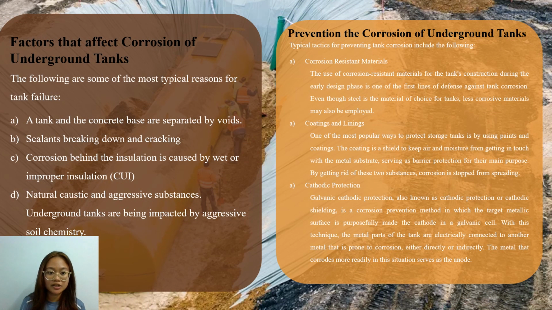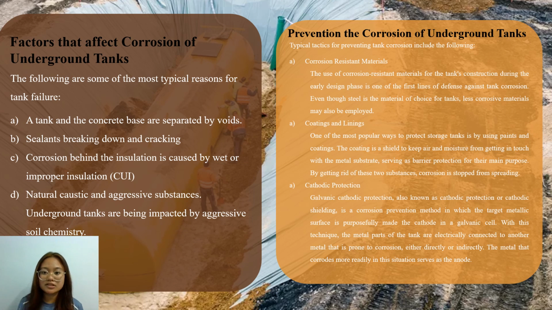The effect of corrosion on the underground tank. The following are some of the most typical reasons for tank failure. The tank and the concrete base are separated by voids, sealant breaking down and cracking. Corrosion under insulation (CUI) is caused by moisture and improper insulation. Natural corrosive and aggressive substances. Underground tanks are being affected by aggressive soil chemistry.